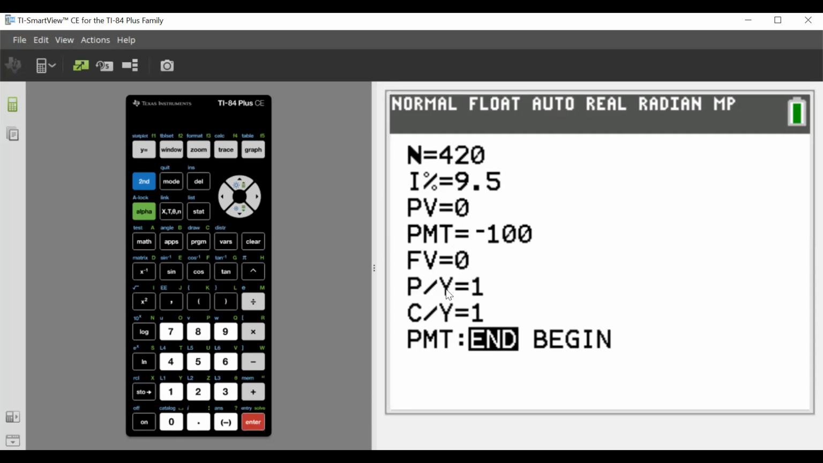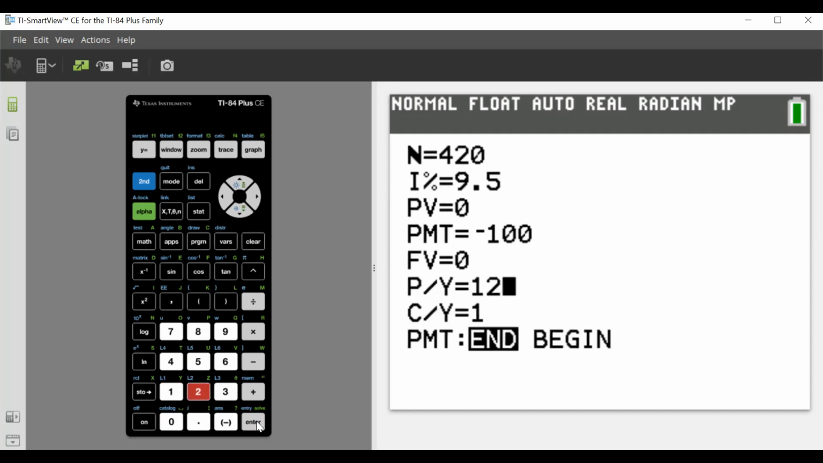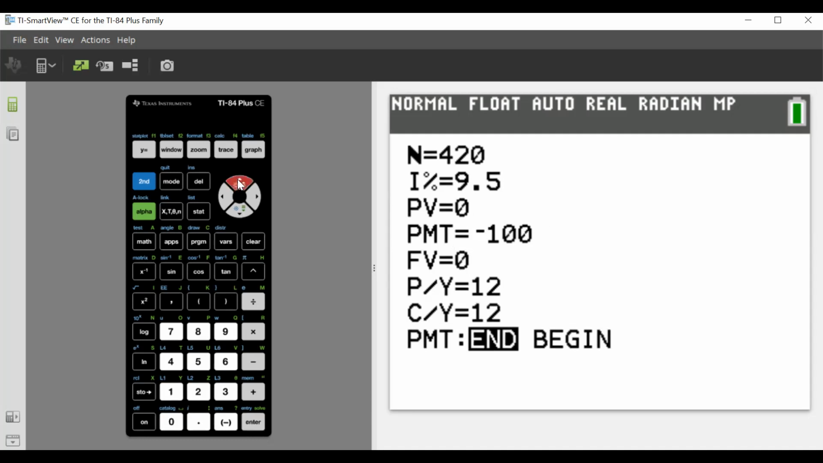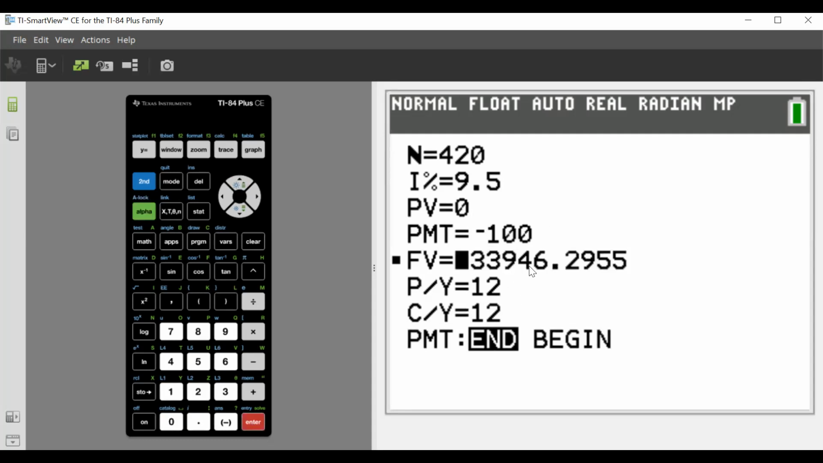And the number of payments per year, we're doing it 12 times because we're doing monthly, so it's going to be 12. When you type it in one, it automatically puts it in both, which is kind of nice. We're doing it at the end of the period, so that's what we're going to choose here instead of the beginning. Now we're looking for the future value. To calculate this, we're going to hit alpha and then enter, and it gives us our value directly.